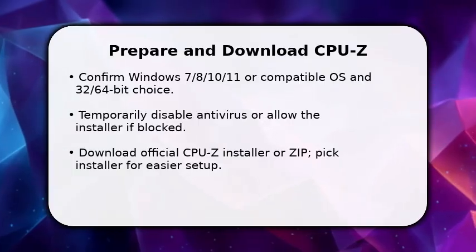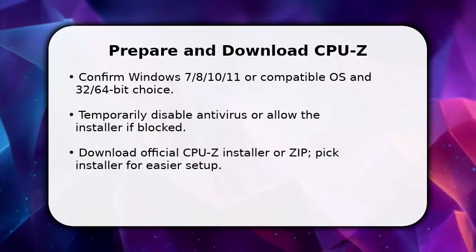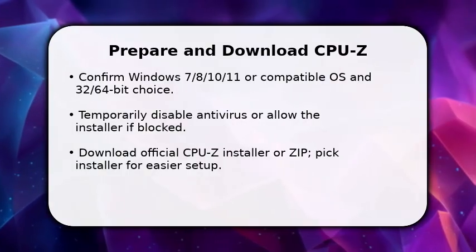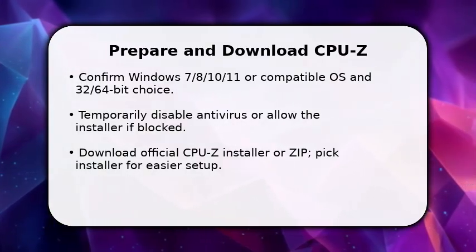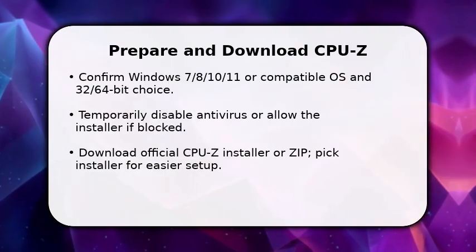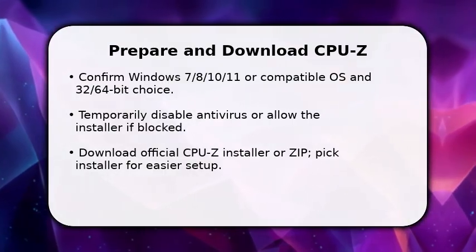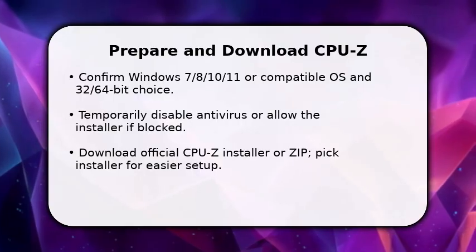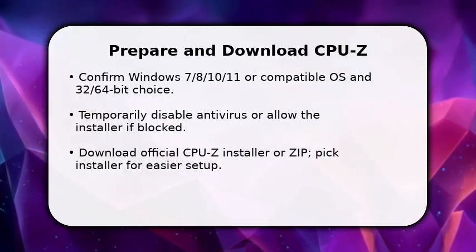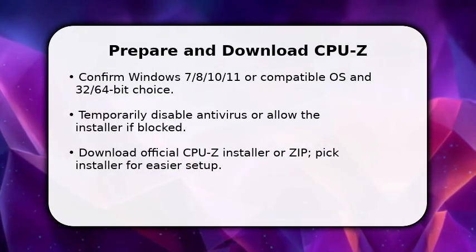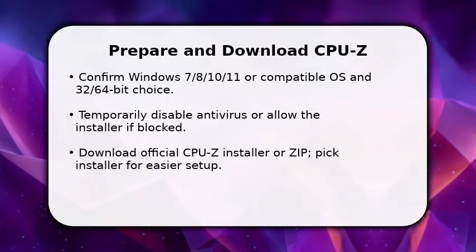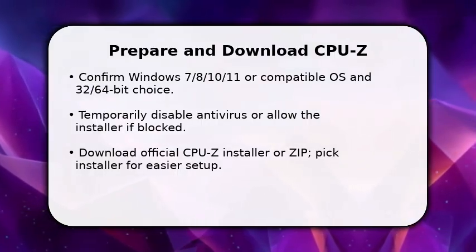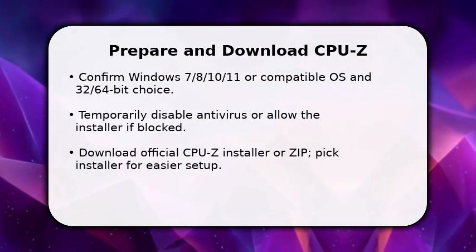You start by confirming basic compatibility, which Windows version and whether you need 32 or 64-bit. Once done, temporarily pause real-time antivirus or set an exception so the installer does not get quarantined. This prevents false positives. Next, download the official CPU-Z package. Choose the installer for a one-click setup or ZIP if you prefer portable use.